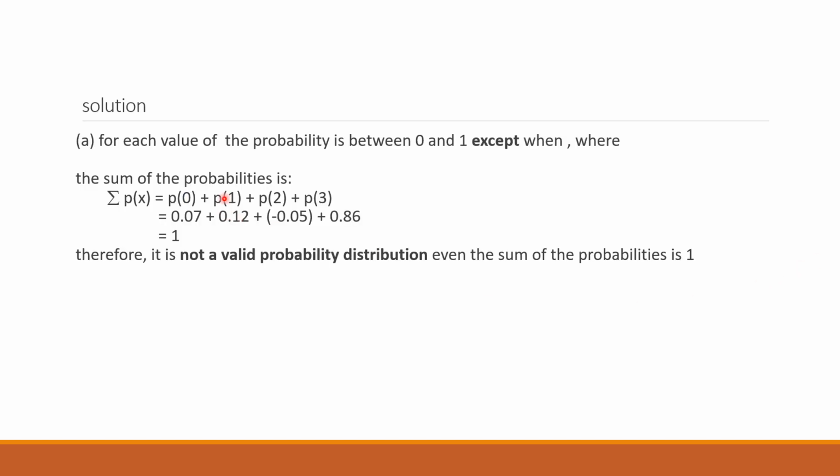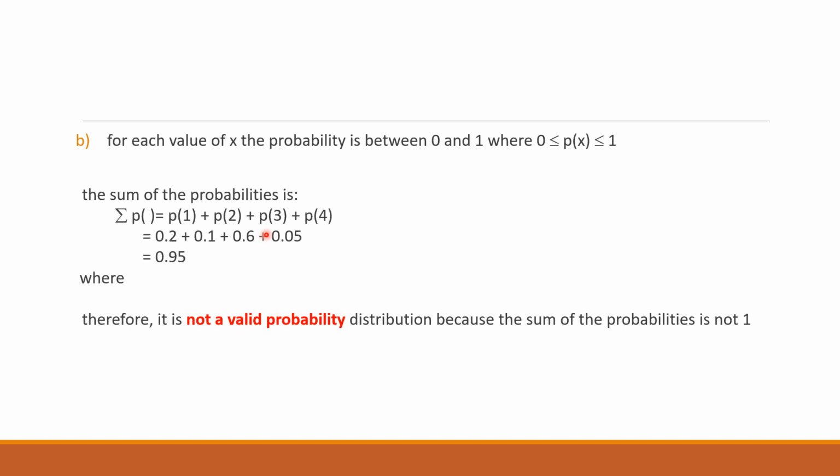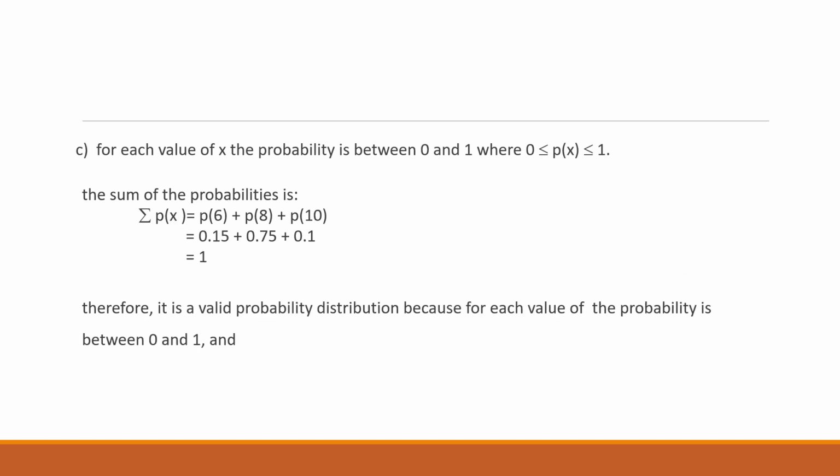So this is the solution and you can refer to this slide. As we said just now, A is not probability distribution. Second one, B is not a probability distribution since the sum of P is not equal to 1. And C is a probability distribution because the sum of probabilities for all value of x is equal to 1.